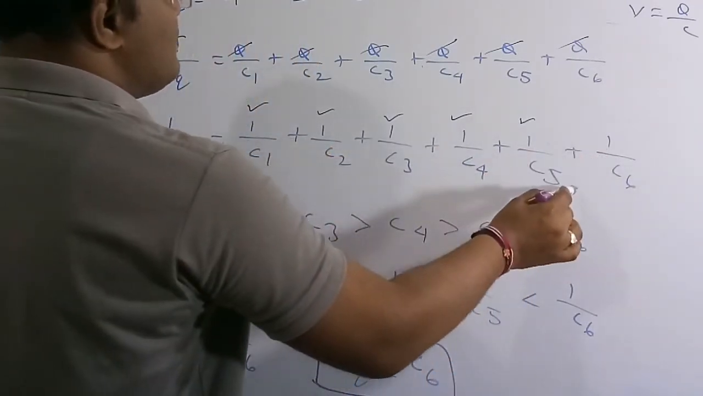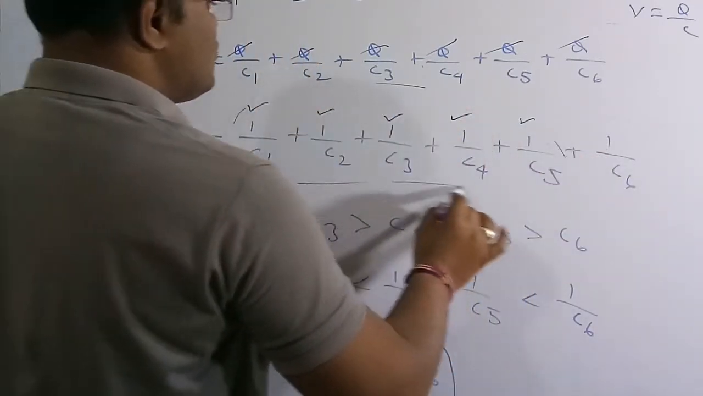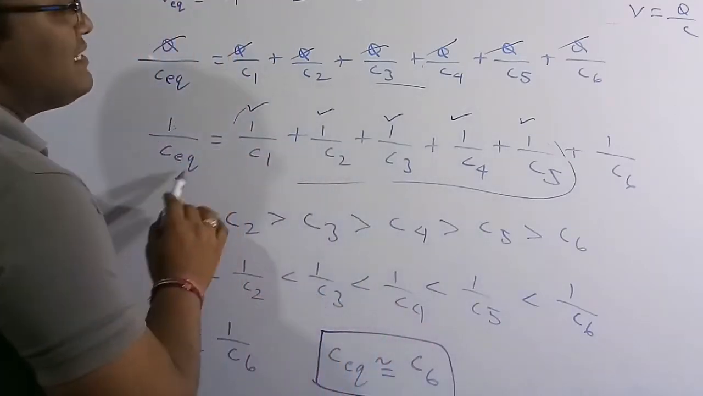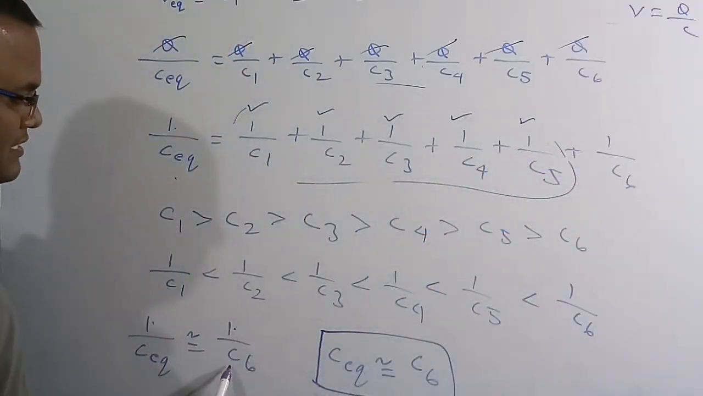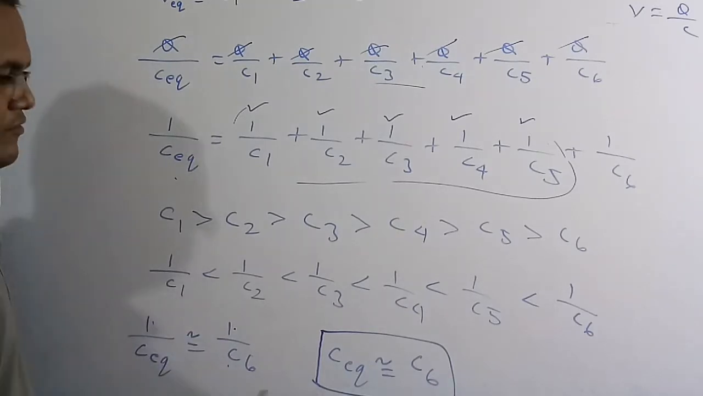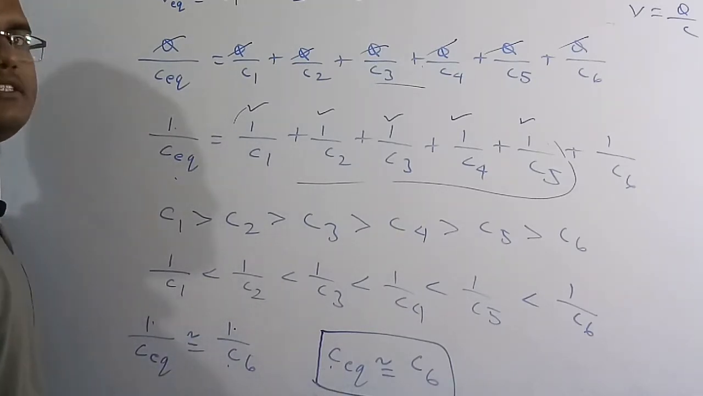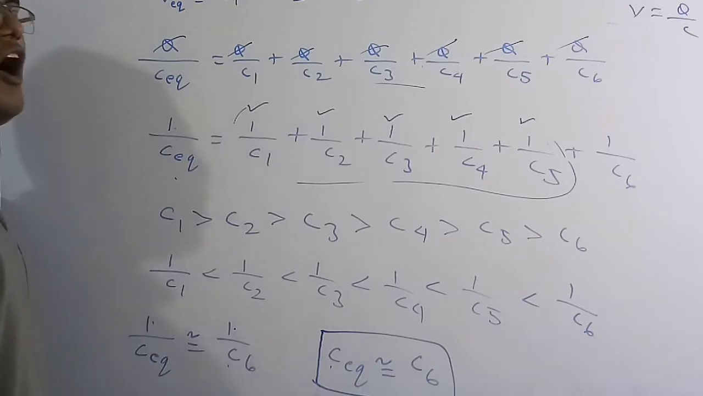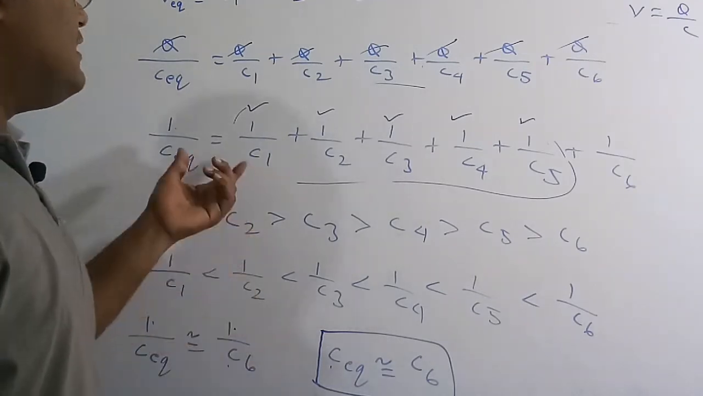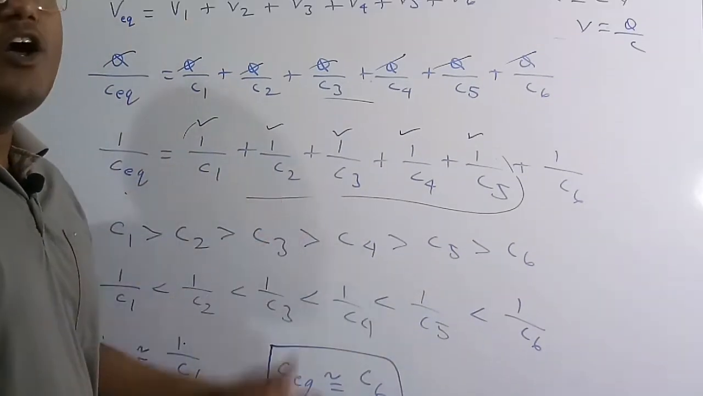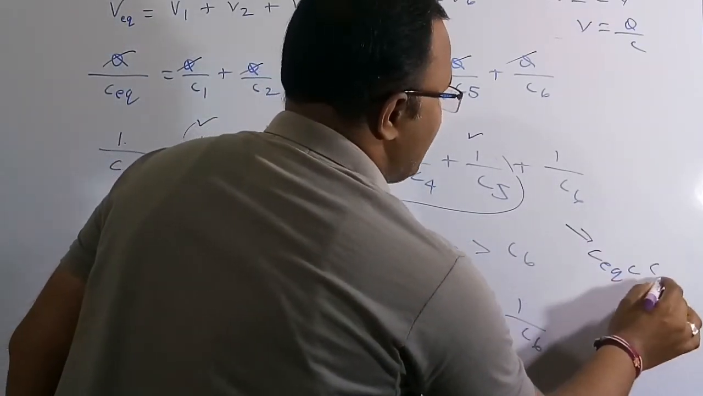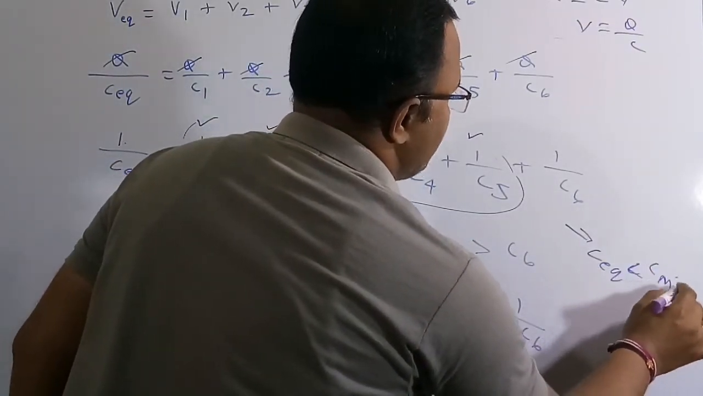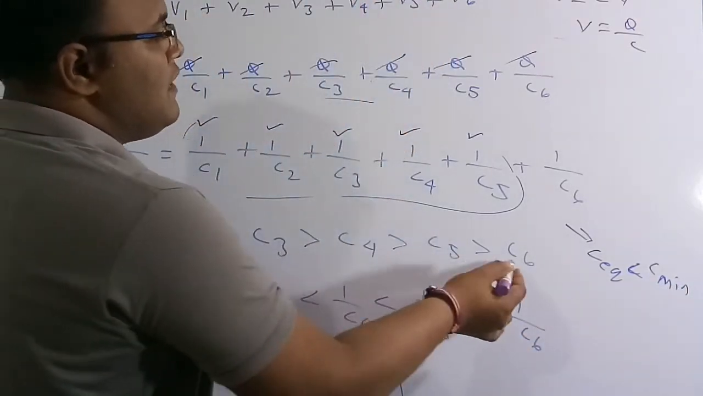Therefore we can neglect all these values. So 1 by C equivalent is nearly equal to 1 by C6, and if you take the inverse, we get the equivalent capacitance is nearly equal to C6. Or we can say that whenever we have this type of case, C equivalent will always be lesser than the minimum value. Out of all the capacitors, the minimum value is C6.